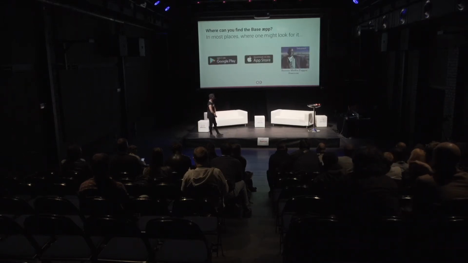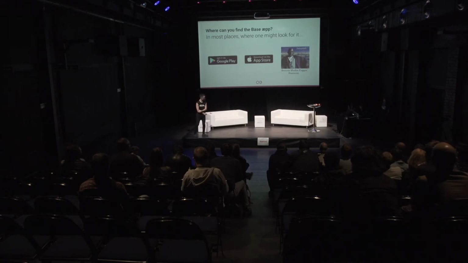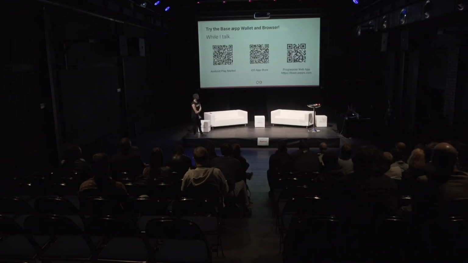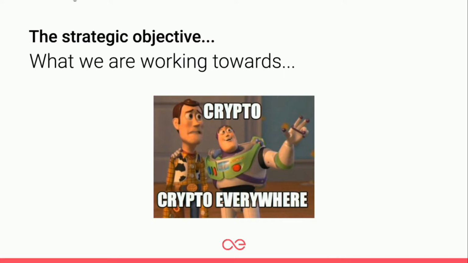So the Base-App is available in 3 places. The 2 app stores, and this place that we really like as well, called the Open Internet, which is sometimes open, sometimes less open. So everyone here has tried the Base-App, so we don't need these codes. Let's skip ahead. So what are we trying to accomplish here?